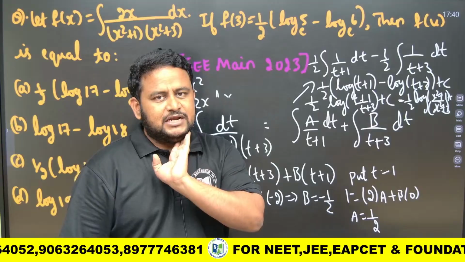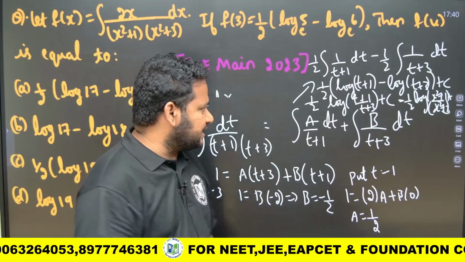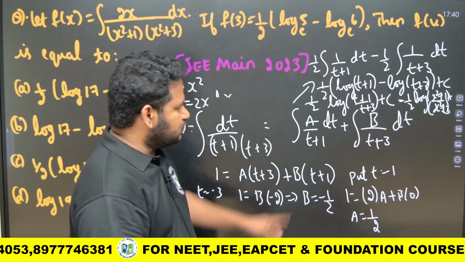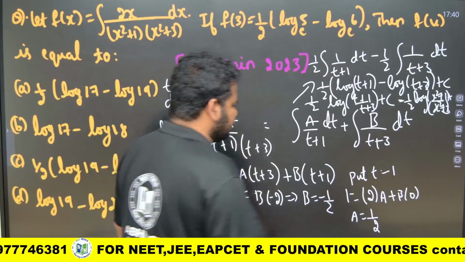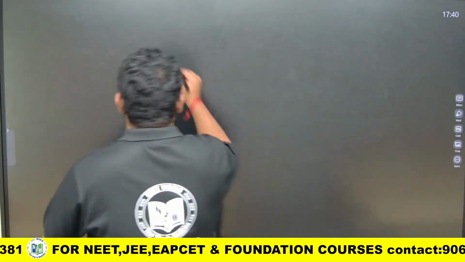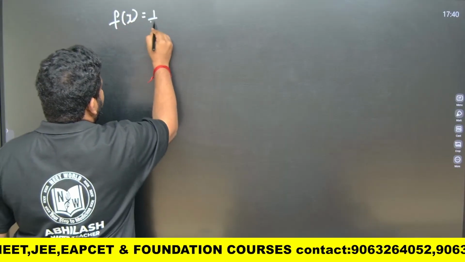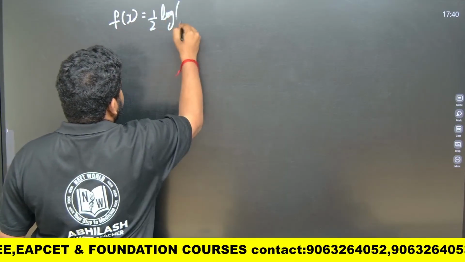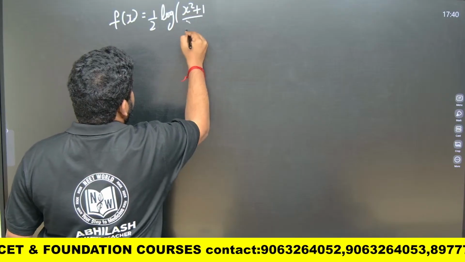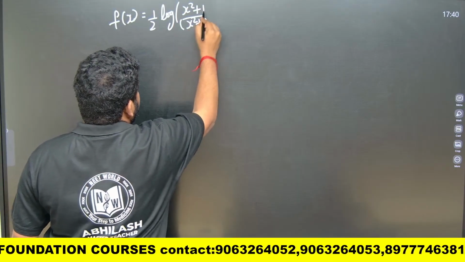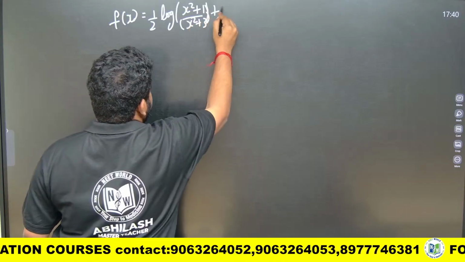Here I have to tell you one thing, there is one trick, but before the trick let me solve the question, complete the question. So f of x, what did I get? F of x I got as 1 by 2 log of x square plus 1 by x square plus 3, plus c.